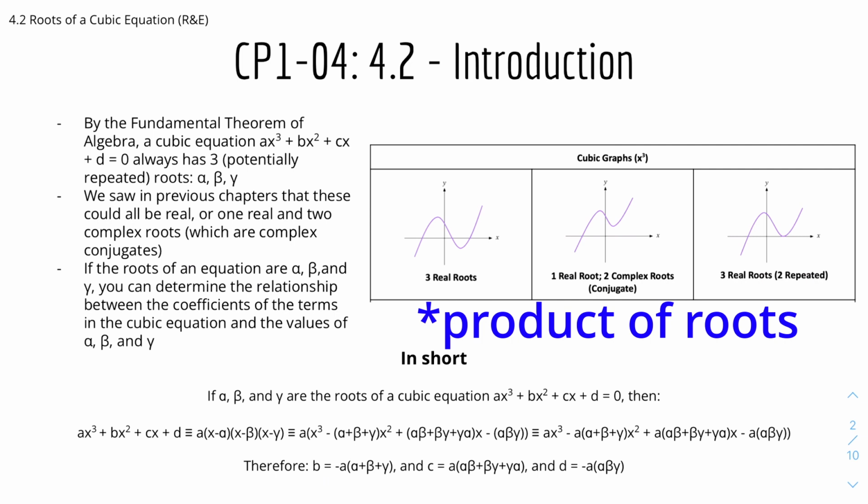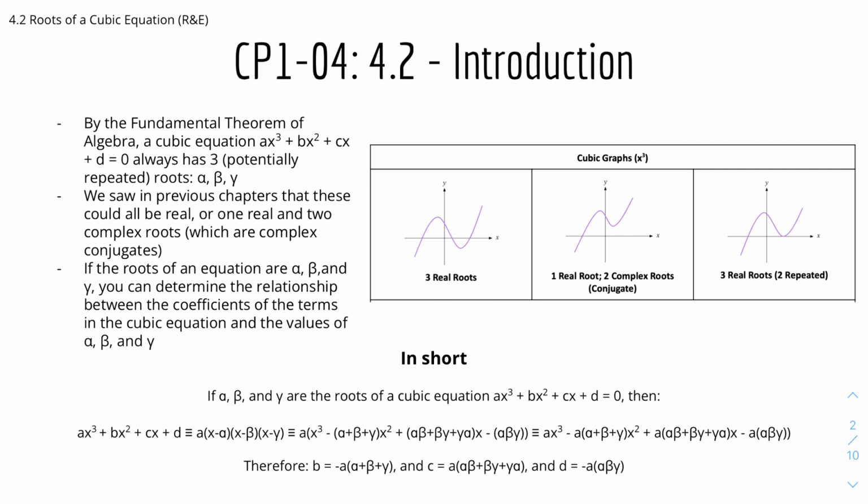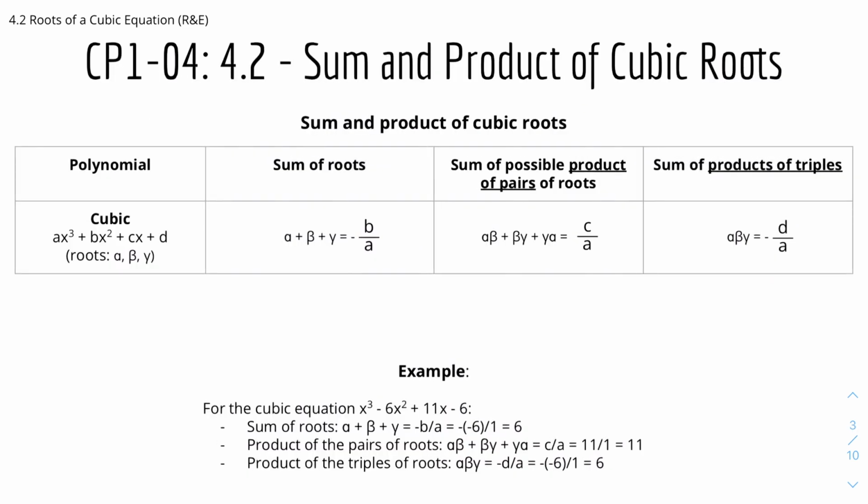And therefore b equals minus a times (alpha plus beta plus gamma), c equals a times (alpha beta plus beta gamma plus gamma alpha), and d equals minus a times alpha beta gamma. This sounds complicated, but here's a nicer summary, the sum and product of cubic roots.